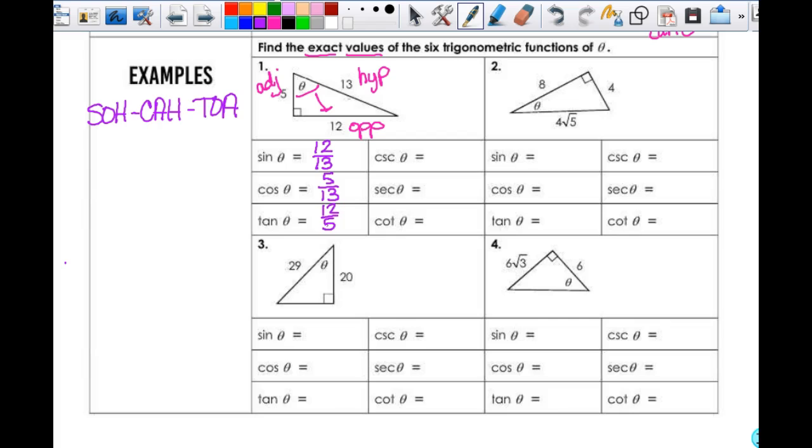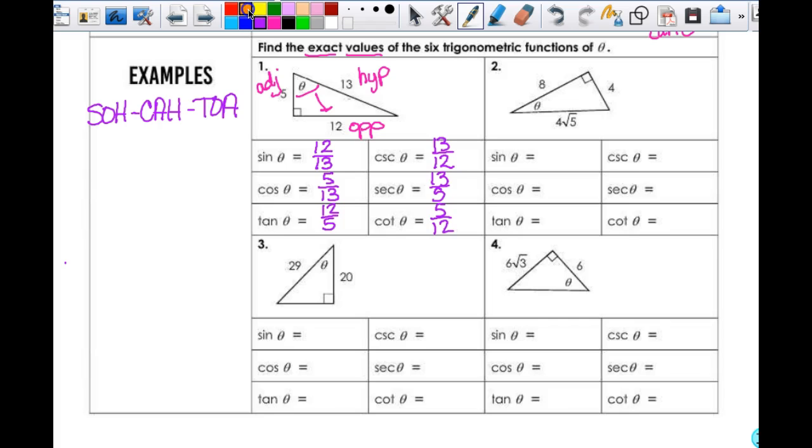So cosecant is reciprocal of what? Sine. So instead of 12 over 13, it would be 13 over 12. Secant is the reciprocal of cosine, which would give me 13 over 5. Cotangent is the reciprocal of tangent, which is 5 over 12. Okay. Easy enough? Okay, so if they don't reduce, they're super easy. Like you just set them up and boom. Some of these are going to reduce. Some of them are going to have some square roots in them. They need to do a little bit of different stuff.